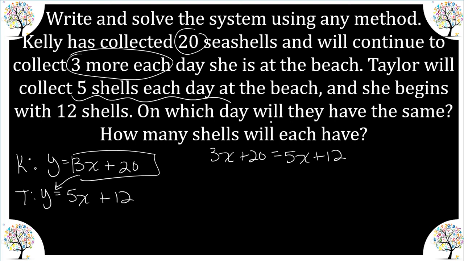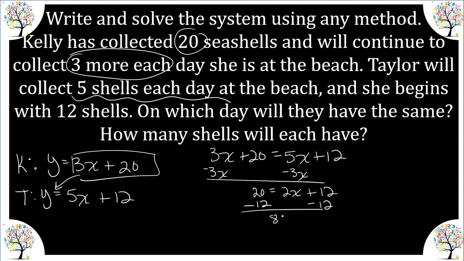And remember, I've told you, address the variables first, not the constants first. So I'm going to subtract the smaller variable term from both sides. And now we're solving for x, the number of days in which they will have the same amount. So x, days, is 4. So on day 4, they will have the same amount of shells.